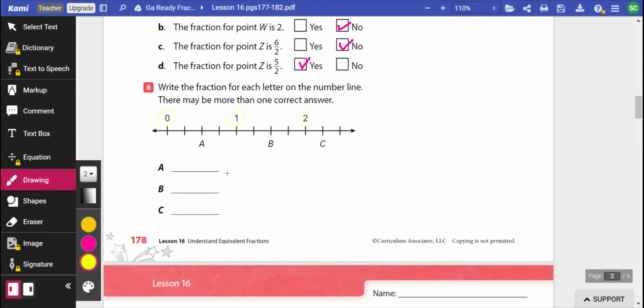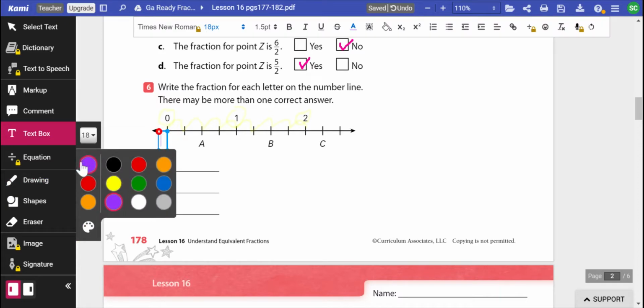So remember, I'm not going to count the tick marks. I'm counting how many spaces or sections we have broken each whole number into. So let's count. We have 1, 2, 3, 4 spaces from 0 to 1, and 1, 2, 3, 4 spaces from 1 to 2. So that means that each section from 0 to 1 is broken into fourths. So we're going to label those.